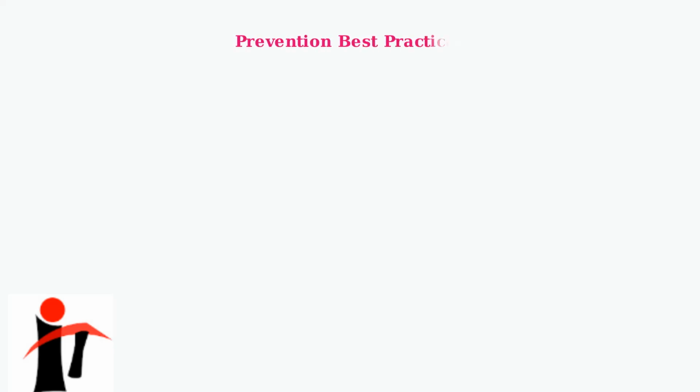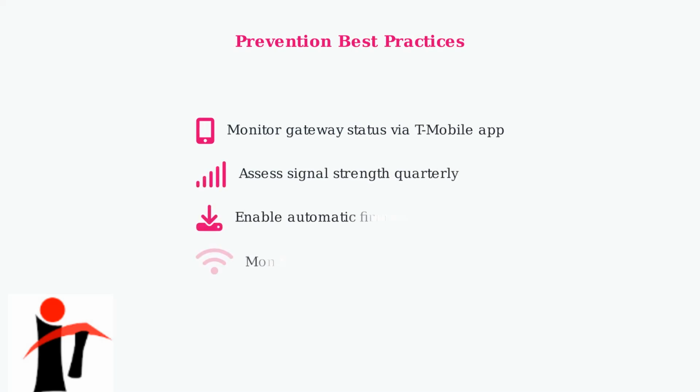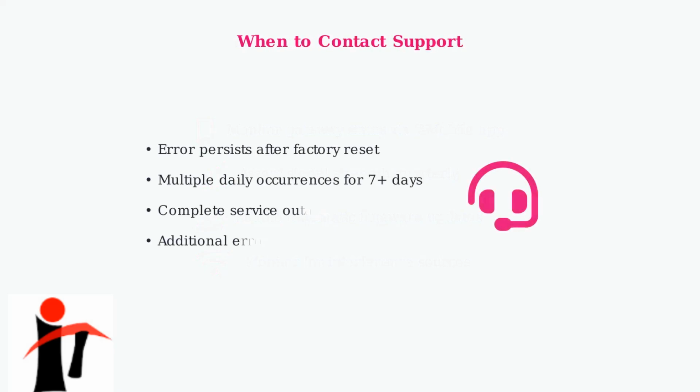To prevent future error code 500 occurrences, follow these best practices. Regular monitoring and maintenance will keep your connections stable and reliable. If error code 500 persists after these advanced troubleshooting steps, it's time to contact T-Mobile support. Reach out, especially if you experience multiple daily errors or complete service outages.